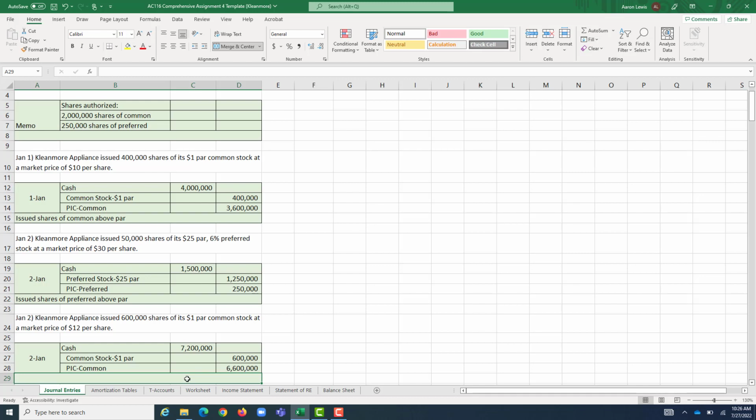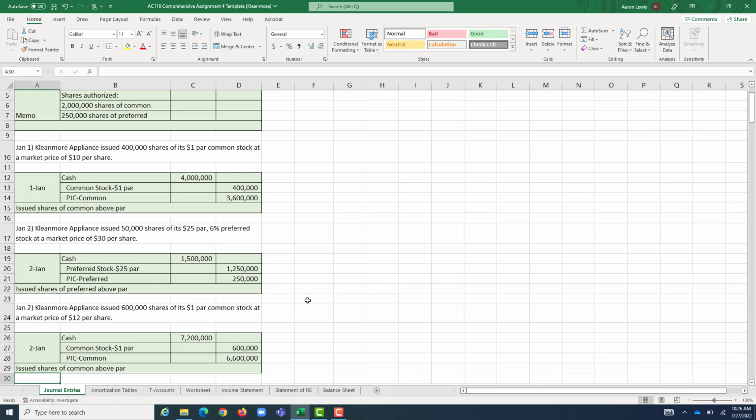We issued more common shares above par, which I can copy down by hitting equals and clicking on the text that I want to copy down.